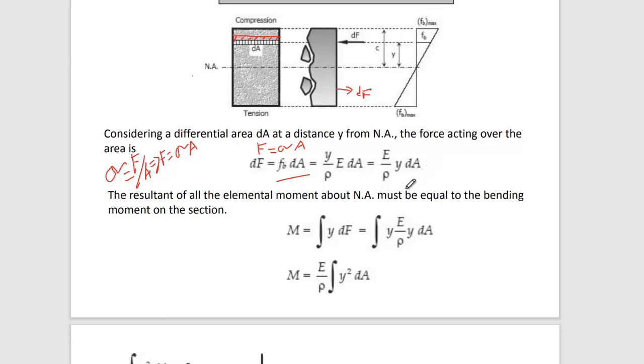Now if you want to take the moment, the resultant of all the elements' moment at the neutral axis, with respect to the neutral axis, moment would be dF into y. Do you understand? M equals dF, the force, into y, the distance. Basically this force is only for this particular small area dA, but we want to calculate the moment for this whole area.